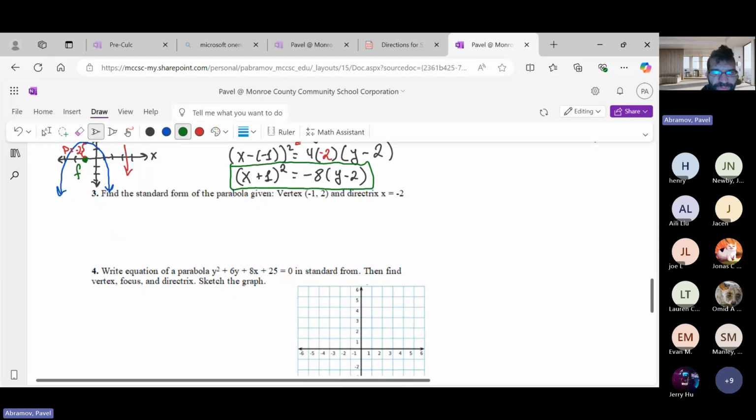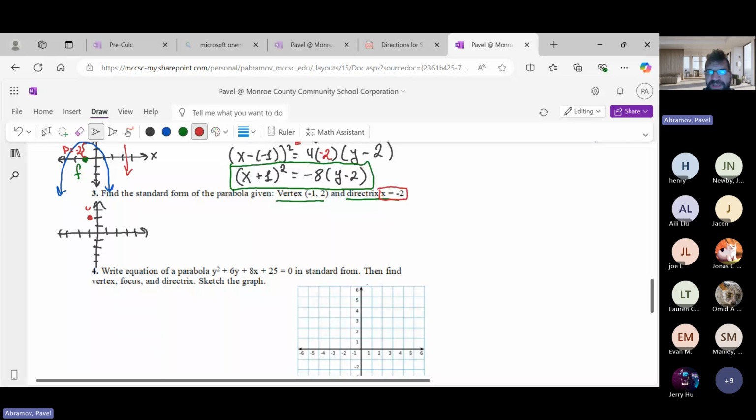Okay, let's do 2 more examples. For number 3, we want to write an equation in standard form again, but now we're given the vertex and the directrix. So once again, we want to start by graphing our parabola, by plotting those points. Okay, so we have the vertex, which is -1, 2, so it's actually the same vertex as before. But then we're given the directrix, which is x equals -2.